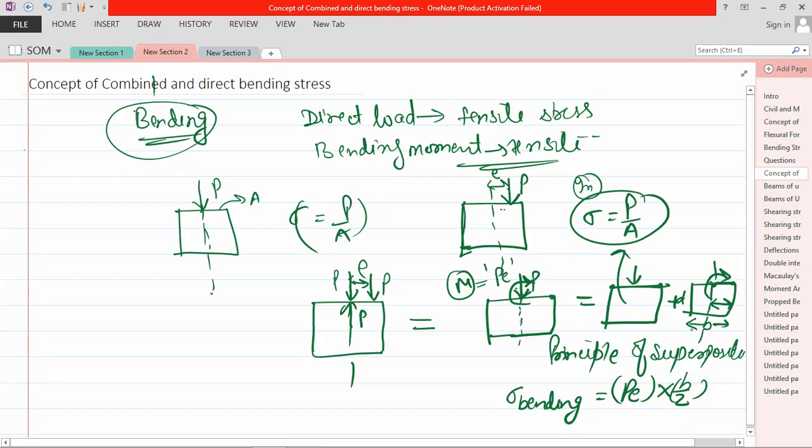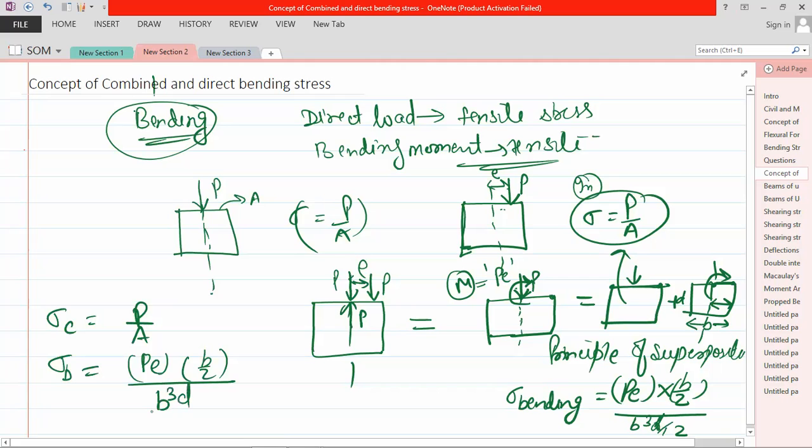And at this neutral line, what is I? I is B cube D by 12. So you got sigma compressive, that is P by A, and you got sigma bending, that is PE into B by 2 divided by B cube D by 12. Now this is normal stress and this is normal stress.